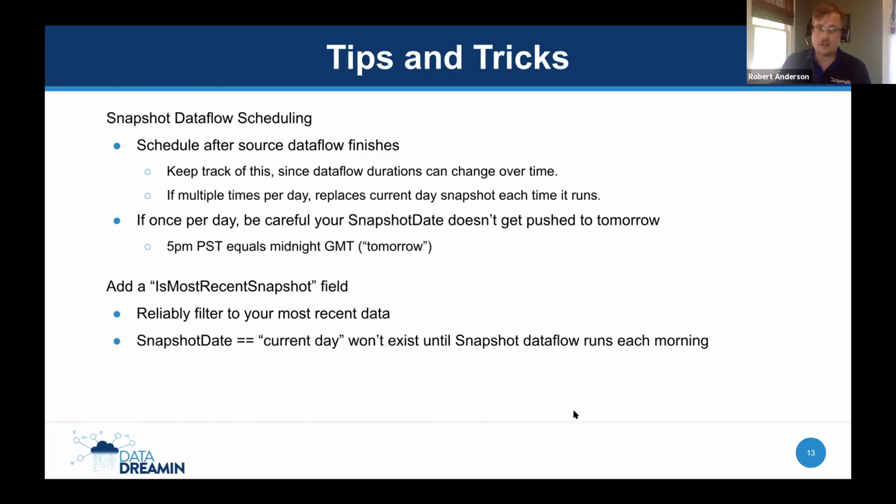A couple quick notes around scheduling your snapshot data flow. Obviously, you need to schedule it to run after your source data flow finishes. The timing of that can be tricky because you can't necessarily tell it to run contingently, say once this data set's updated, run. You just have to get the timing right. So plan it out in a spreadsheet, figure it out, but then also keep track of it, since data flow durations can change over time.